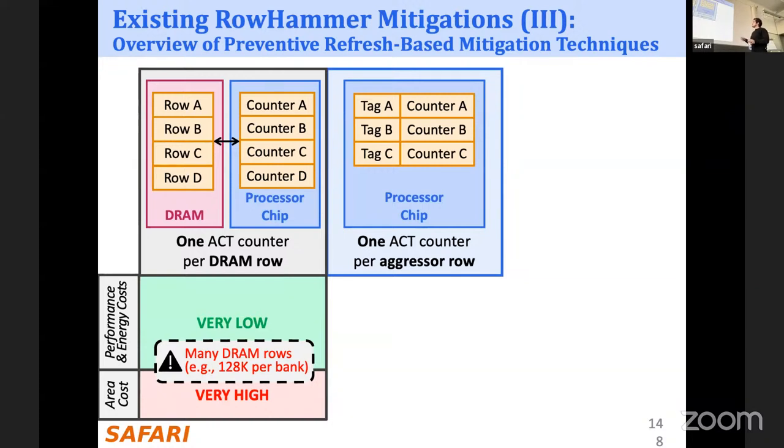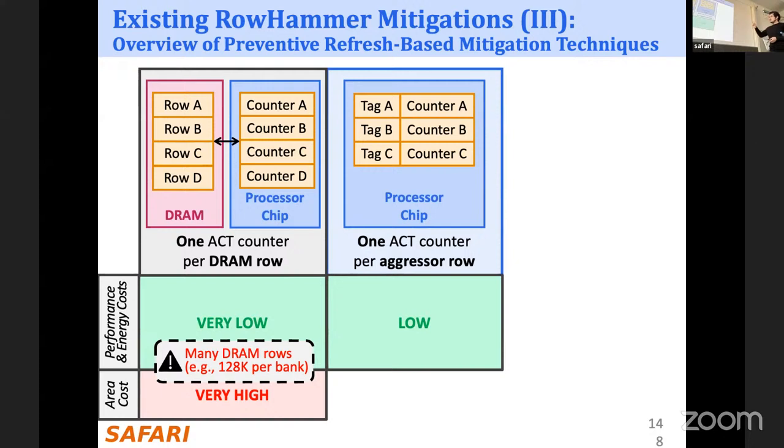But these will come with low performance overheads because you can still keep track of at least the most frequently activated rows at a very high accuracy. Accuracy meaning the activation count of the row that you think is very similar to the activation count of the row in real life. Obviously the activation count you have is higher than the real activation count. It cannot be lower because then you would have RowHammer bit flips. You have to keep an activation count that's higher than the activation count in real life.